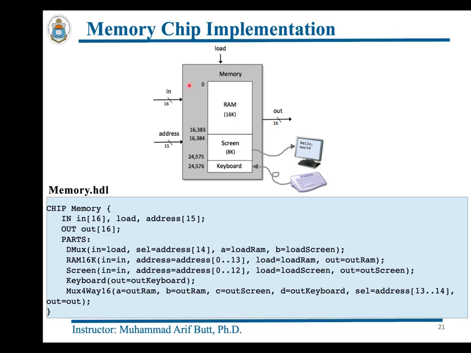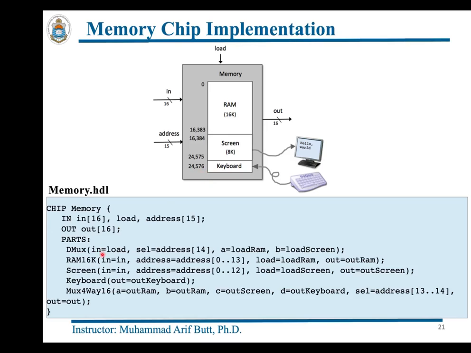And as far as the address space is concerned, the first 16K addresses are used for general purpose data, 0 to 16383. The next 8K addresses are used for the screen memory map, 16384 to 24575. The address 24576 is used for the keyboard memory map, and access to addresses beyond 24576 is considered invalid.